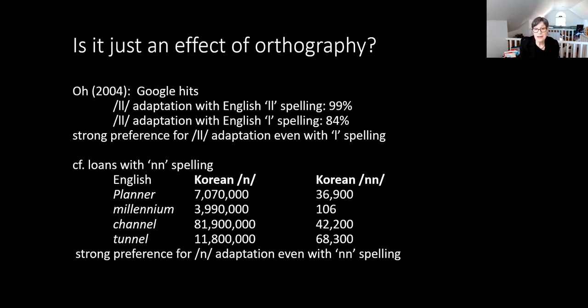So O looked at this and found that yes, when the English spelling involves two L's, in 99% of the adaptations, the adapted form has a geminate L. But even for single L spelling, you still get an overwhelming preference for adaptation with the geminate L rather than the tap. So there's a strong preference for the geminate adaptation. And we can contrast this with loans with double N spelling, where, if the orthography has an effect, we'd expect that you'd prefer the double N adaptation here. But in fact, there's an overwhelming preference for single N adaptation.